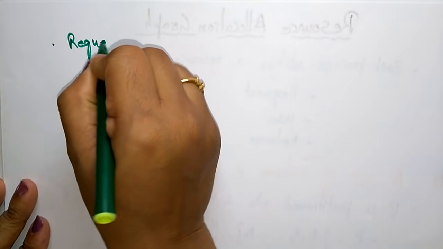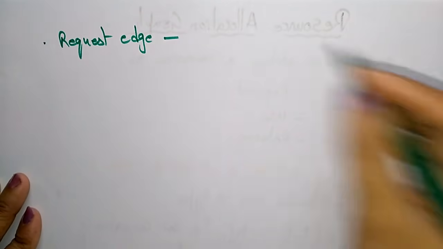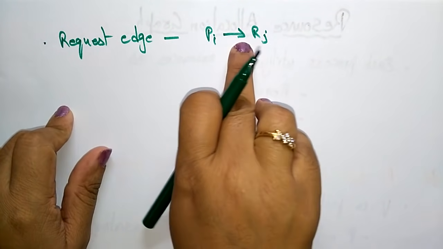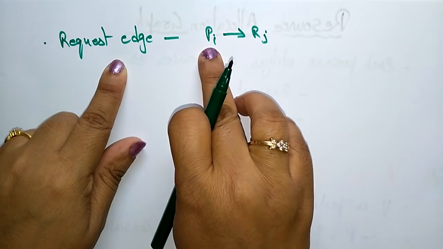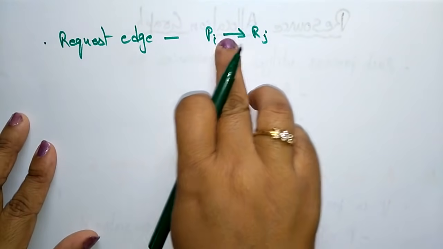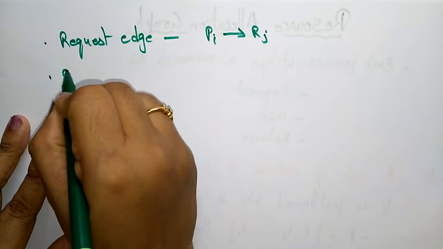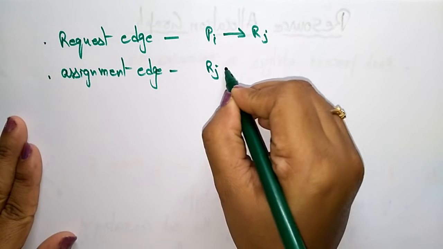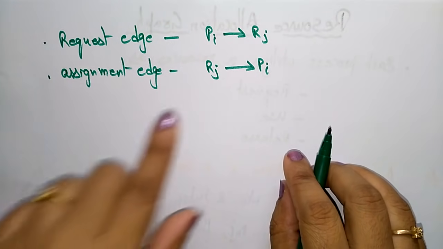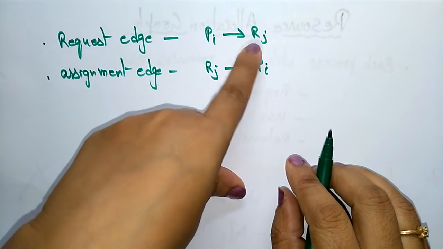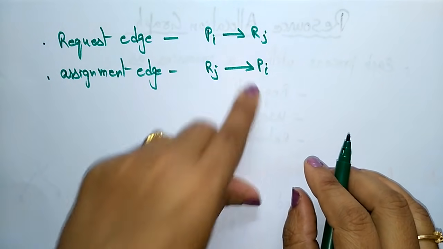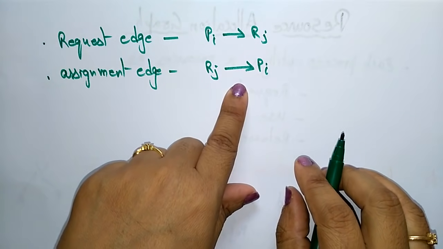Now the request edge. It is a directed edge from Pi to Rj, which means Pi is requesting the Rj resource. That is a request edge. Next, the assignment edge. It is a directed edge from Rj to Pi, meaning Rj is assigned to process Pi. Always the resource is assigned to a process and the process is requesting the resource. Whenever a process requests a resource, if that resource is free, then it will be assigned to that process. So this is a request edge and this is an assignment edge.